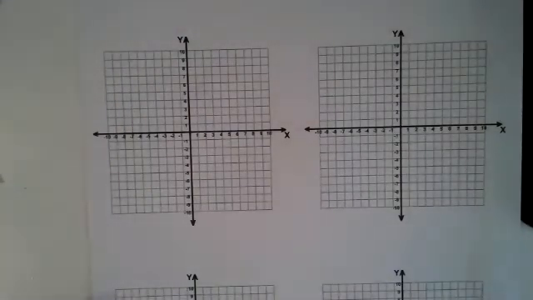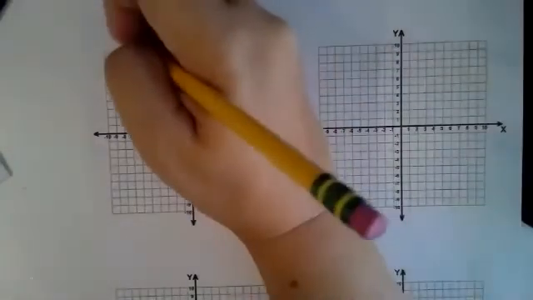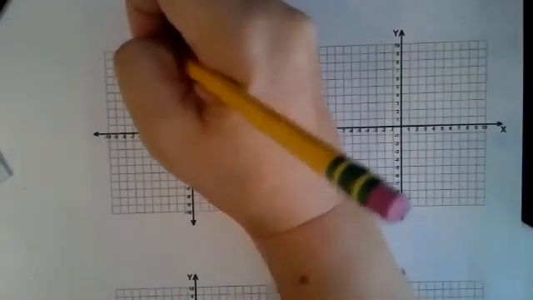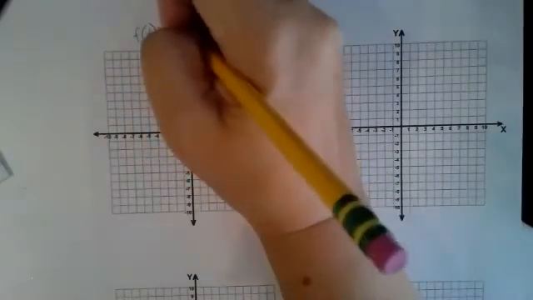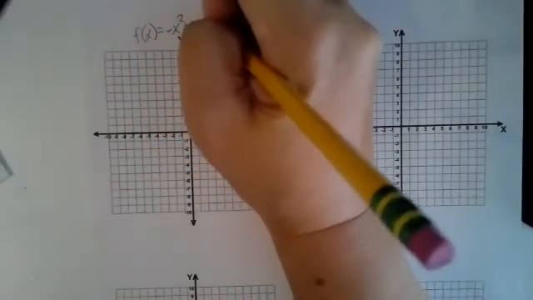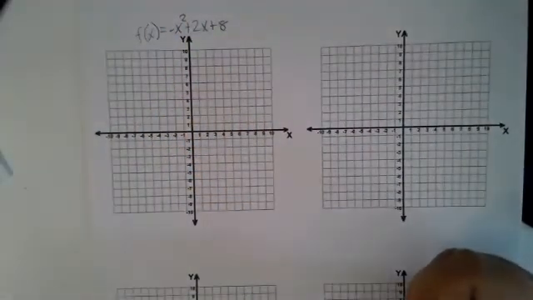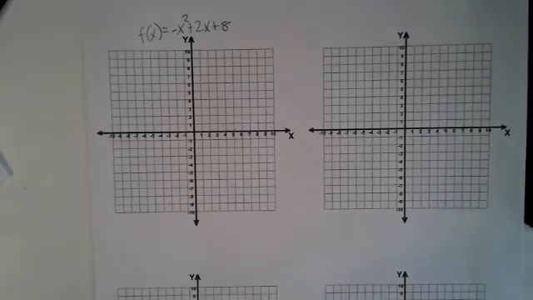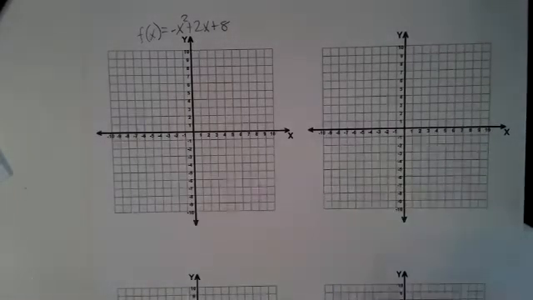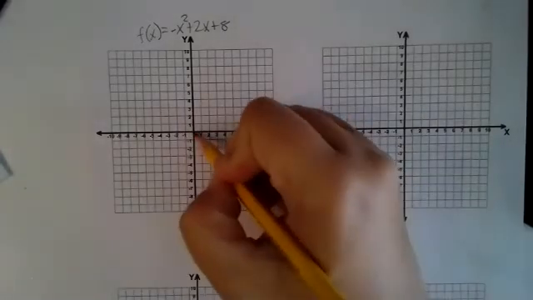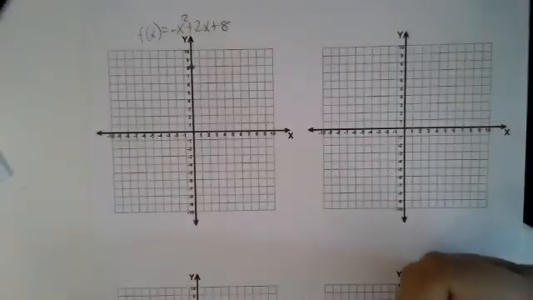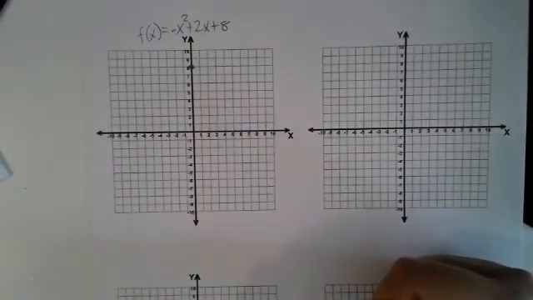So what I'm going to do is label this as f of x equals negative x squared plus 2x plus 8. That's just my reminder of what it is I'm graphing. I'm going to go ahead and start plotting the points we just worked out. My y-intercept was 0, 8. So I go to 0 and I go up to 8. So there it is, there's my y-intercept.